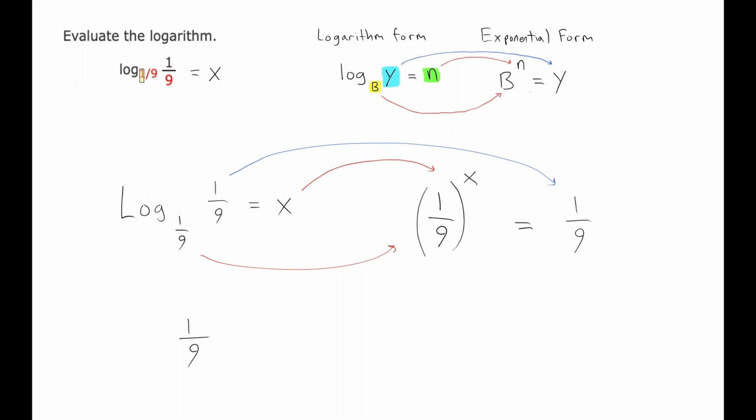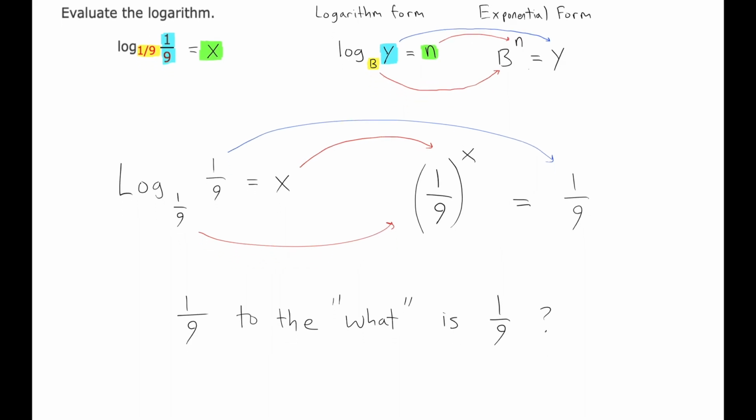So in words, this problem is really saying 1/9 to the what is 1/9? Now, sometimes intuitively, you can just guess what the answer to this question is going to be. Can you guess what the exponent is that would, if we put it there, 1/9 to it, would let the thing stay 1/9? Yeah, x equals 1. 1 is the answer to this question.